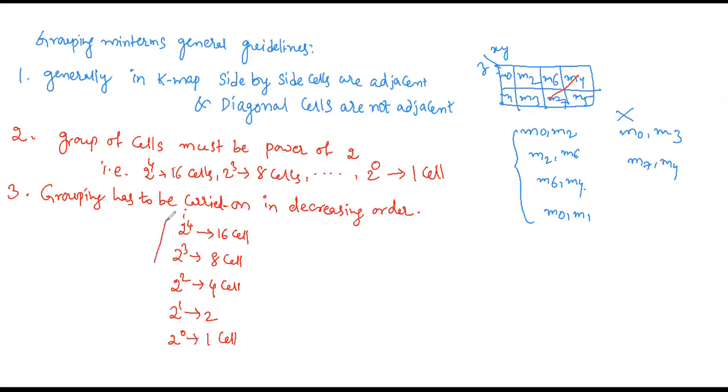So in this way you have to group the cells. First we have to look for the grouping of as many cells as possible. First look for 16 cells or 32, 64, like that. If not possible, then decrease the size from 16 to 8. If 8 cells also is not possible, go to 4, then go to 2, like that, in decreasing order.